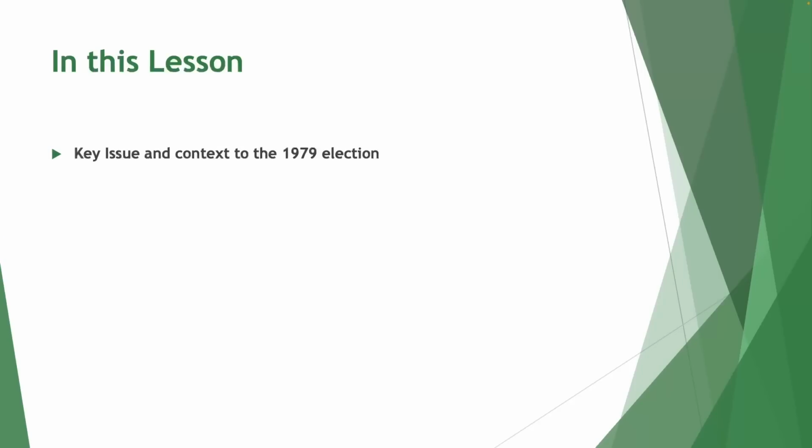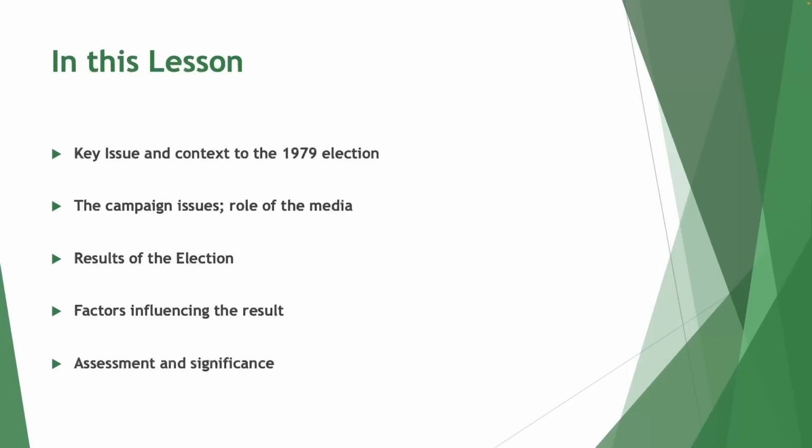So this lesson is going to focus firstly on the key issues and the context around the political and economic climate of the 1979 general election. We will examine the campaigning issues and the role of the media. We will then look at the results of the election, examine where the different political parties did well and did not do so well. We'll examine the factors influencing the results and then think about the assessment and the significance of this election more broadly.